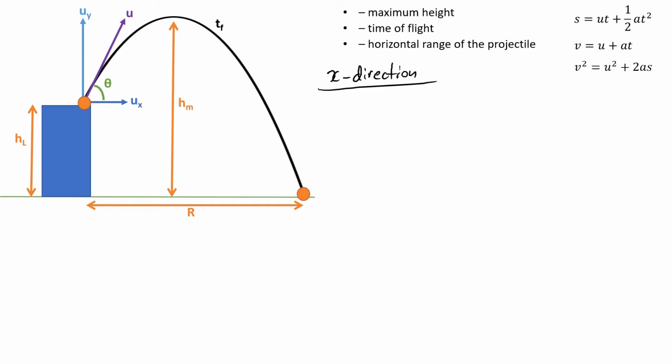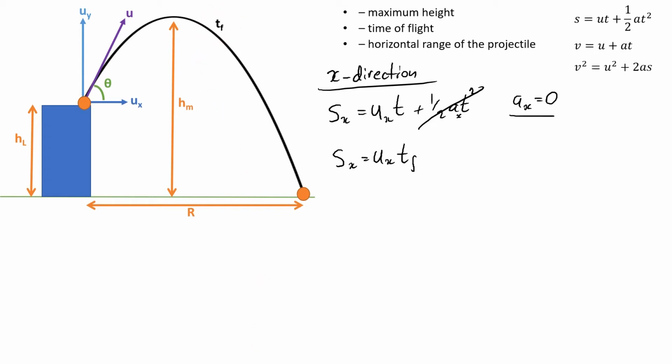So in the x direction, we have s, we have u, and we have a half at squared. Because ax is equal to 0, this will cancel off, and we're left with sx is equal to ux times t. Our t is just equal to that tf from before.